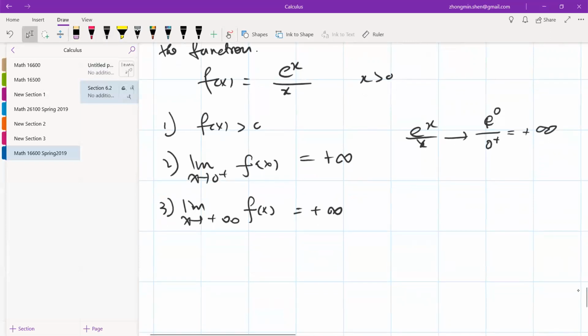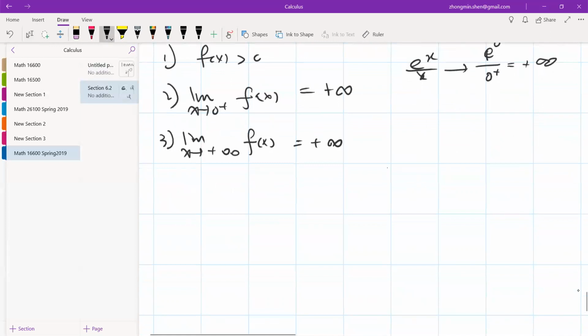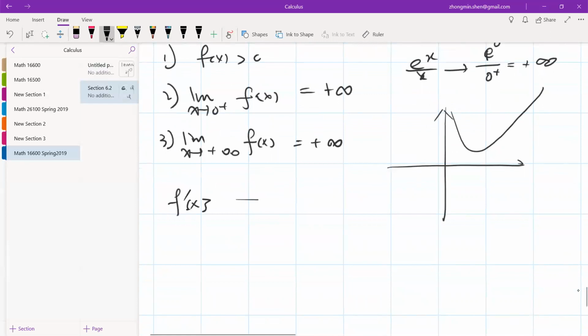So how to find the limit of e to the x over x? Just accept it: e to the x grows faster than x. Exponential growth. So when you draw the graph, this is how the graph looks, right? Then you see that it must have an absolute minimum value. Where does it occur? At a critical number. So you have to find a critical number, so somewhere that's derivative.